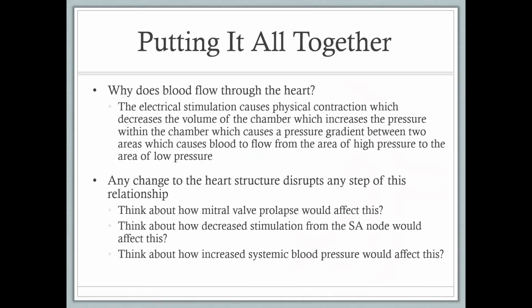The electrical stimulation causes physical contraction, which decreases the volume of the chamber, which increases the pressure within that chamber, which causes a pressure gradient between 2 areas, which causes blood to flow from the area of high pressure to the area of low pressure. Long sentence, but you get to see the very stepwise relationship between all of these structures to ensure that blood flows one way through the heart out of the left ventricle.